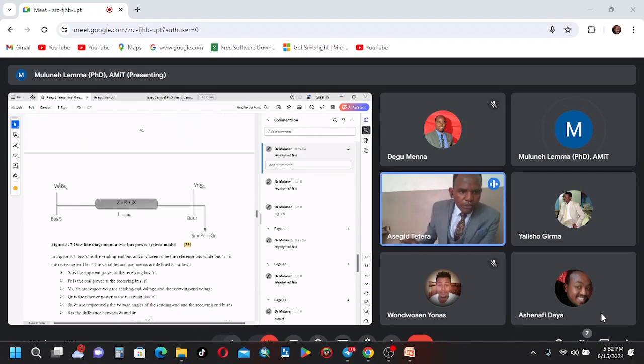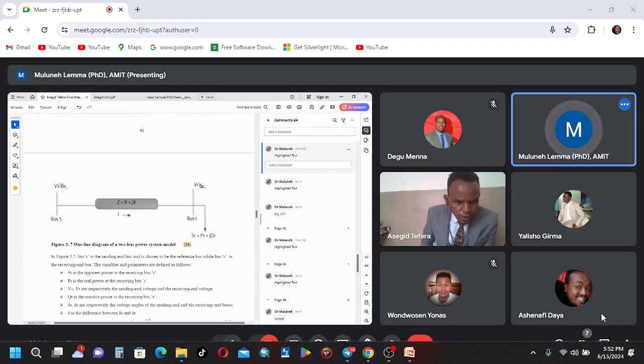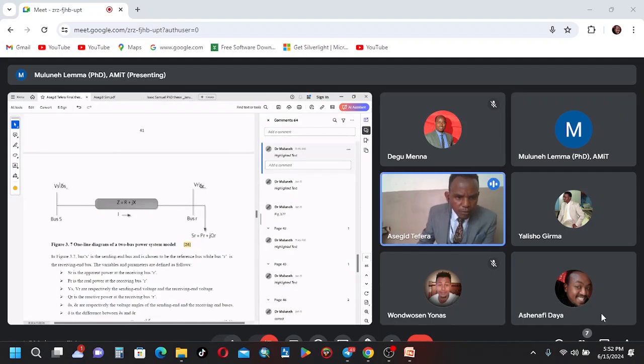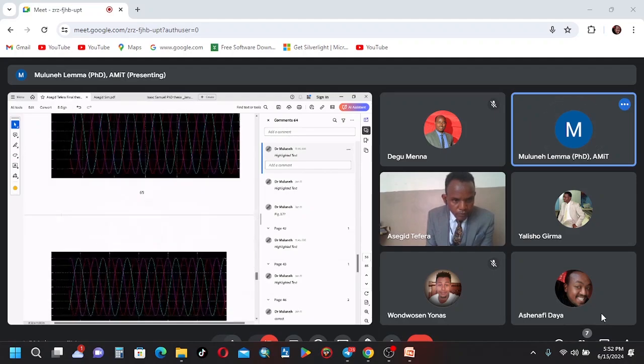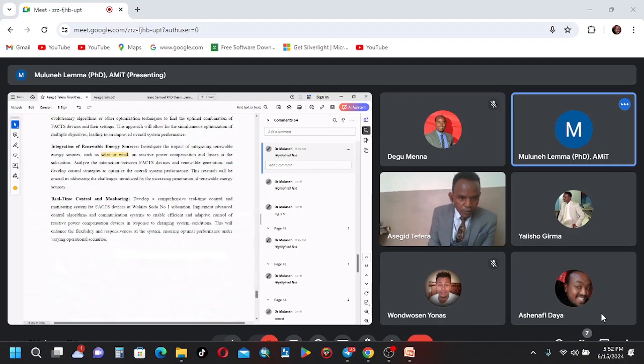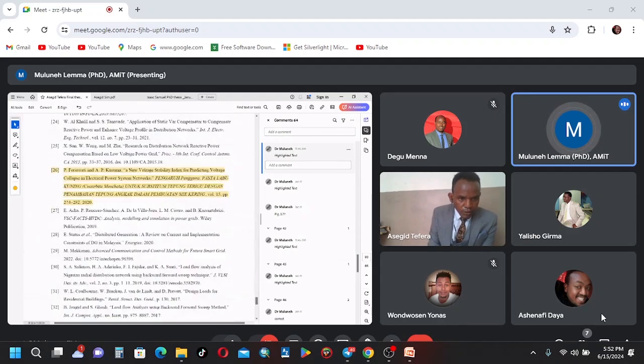This is 26? 26? Yeah. The reference for the line stability is placed in the appendix. Okay, let me take you to that point. This is 26, right? 26 means this one, right?